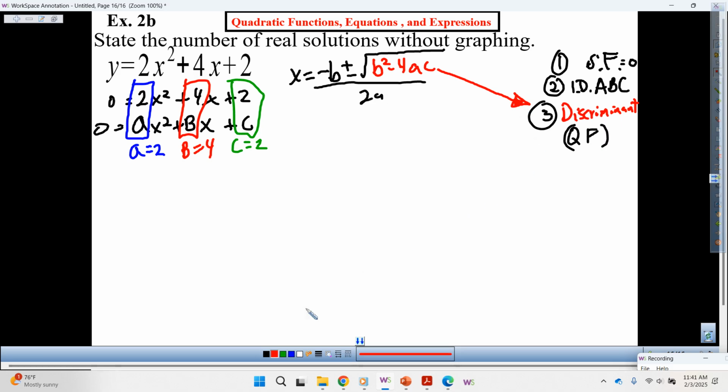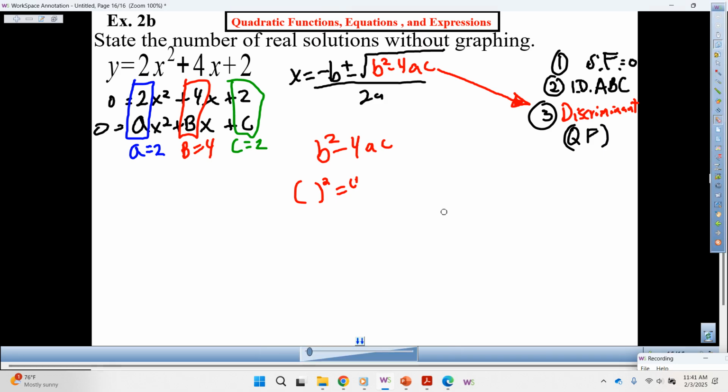All right? So, with that said, we use this part, B squared minus 4AC. We write parentheses squared, minus 4 parentheses parentheses. All right, what is B? B is 4. What is A? A is 2. And C is 2. Did everybody see it? Yes?